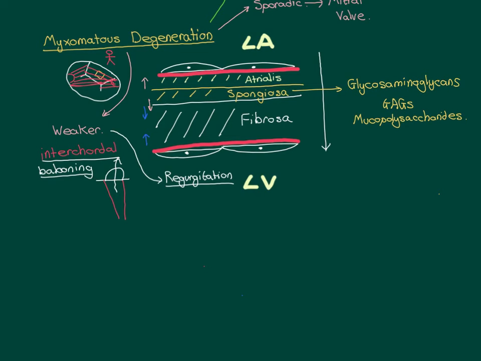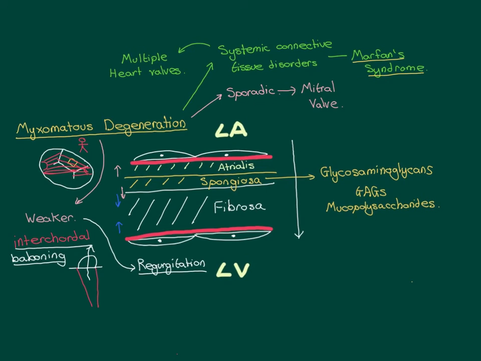Now, most cases of myxomatous degeneration are what we call sporadic cases, and in the sporadic cases it's nearly always only the mitral valve that is affected. However, there are examples where systemic connective tissue disorders such as Marfan syndrome will lead to myxomatous degeneration, and when this is the case, usually multiple heart valves are affected.